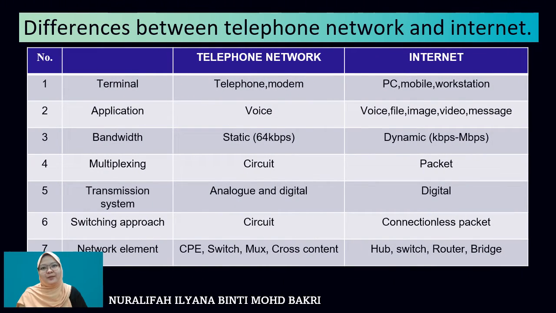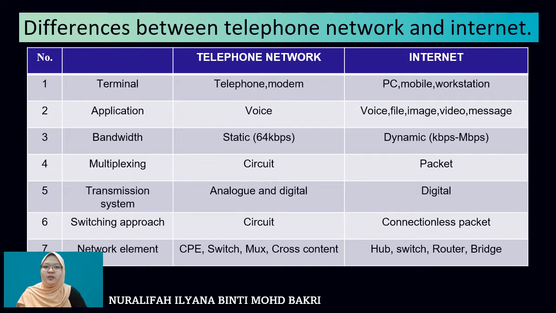Telephone network is the first electronic network, whereas the internet is the leading network service provider at present. Both telephone networks and the internet are public networks, but there are a lot of differences. For telephone network, the terminal is telephone and modem, while internet is PC, mobile, and workstation. Telephone network just focuses on voice, whereas the internet allows transmission of all kinds of data such as voice, file, image, video and so on.